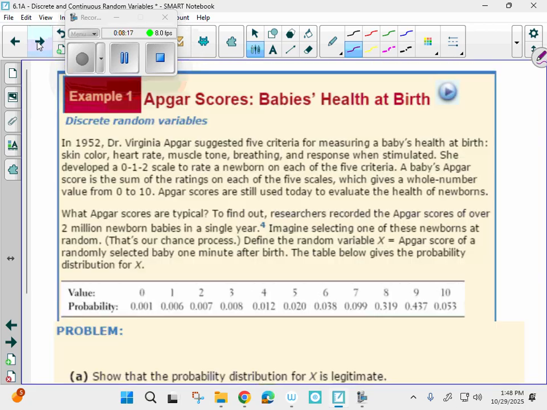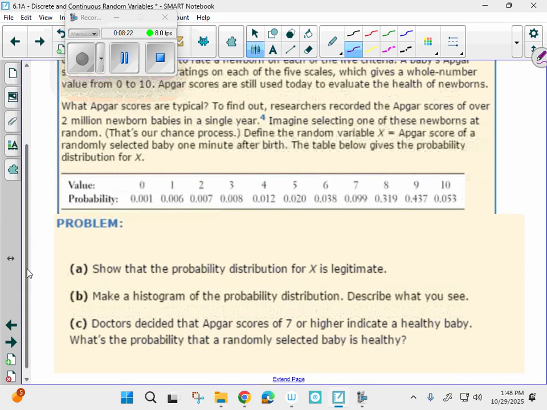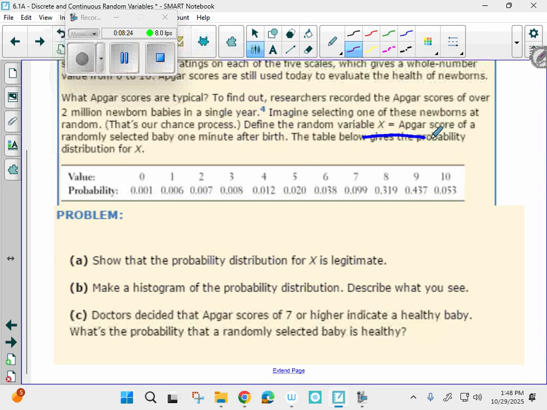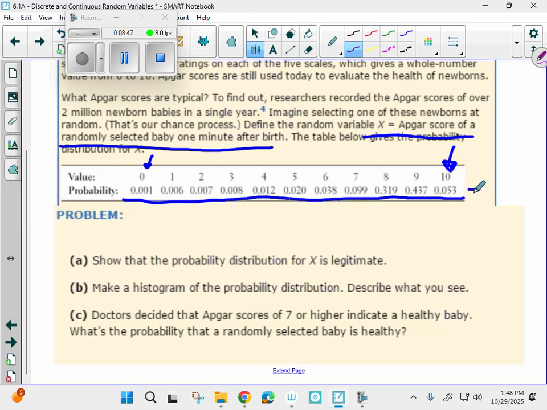All right. So babies, when they're born, they get an APGAR score. All right, so we're going to define our random variable x as an APGAR score. This means you're awesome and really healthy, and this one is not good. Okay, so between 0 and 10. And this is the probability, so we have a lot of babies in the 8, 9 area, okay? Show that the distribution for x is legitimate. What are you going to do to check if it's legitimate? Make sure that these equal 1. And also you can't have any negative probabilities.